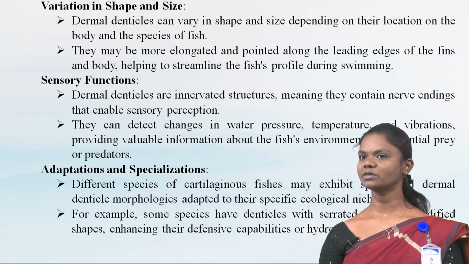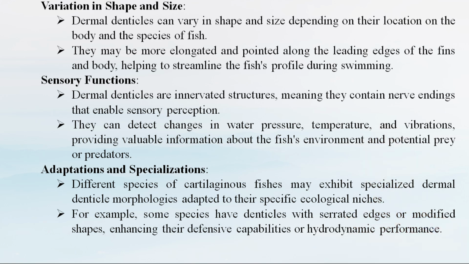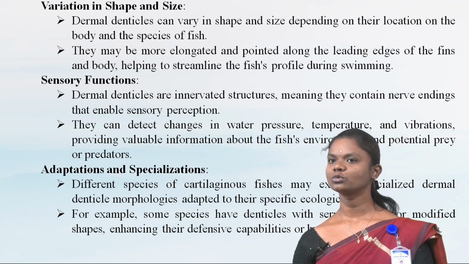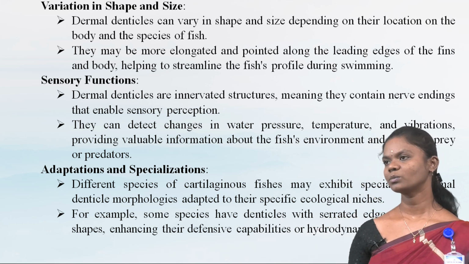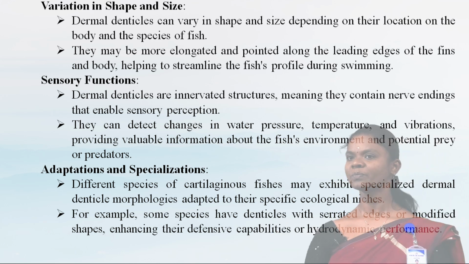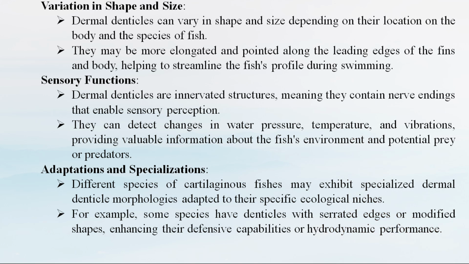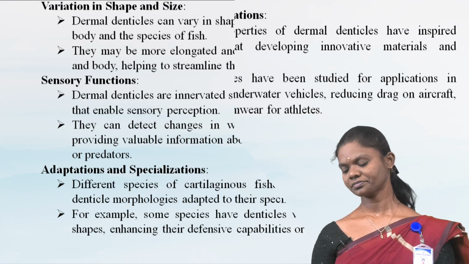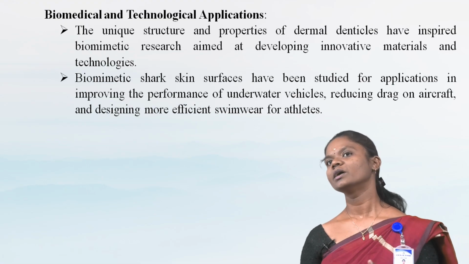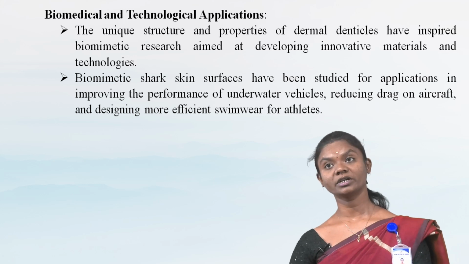Different species of cartilaginous fishes may exhibit specialized dermal denticles, morphologically adapted to their specific ecological niches. So, for example, some species have denticles with serrated edges or modified shapes, enhancing their defensive capabilities or hydrodynamic performance. And biomedical and technological applications.